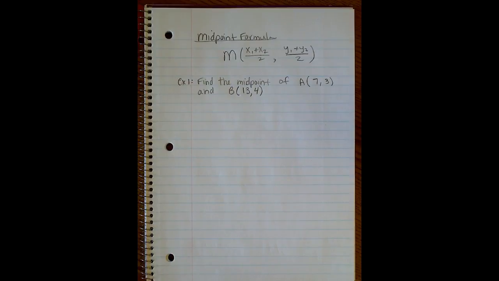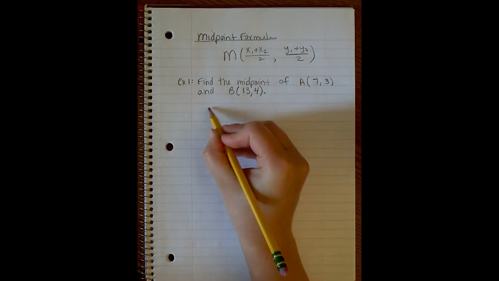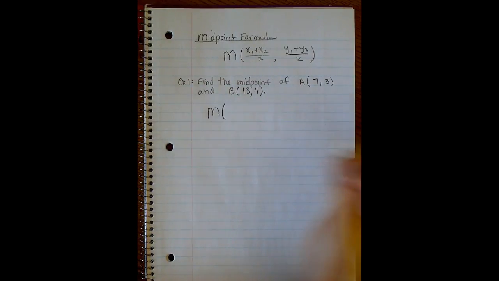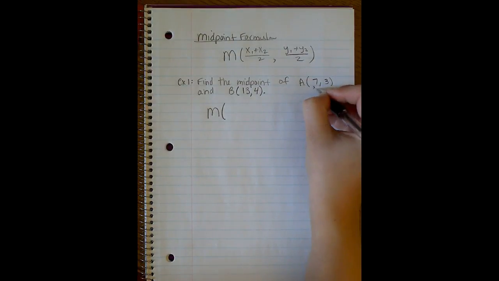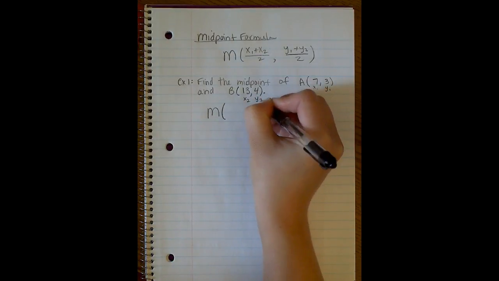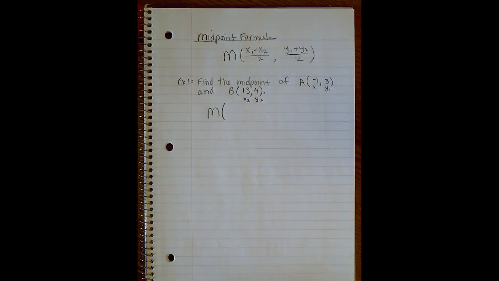Here's an example that we can try by using the midpoint formula instead of graphing. Find the midpoint of A and B. If A is at 7, comma 3 and B is at 13, comma 4. So I'm going to go right to my midpoint formula. Just like we did on the distance formula, if you want to label x1, y1, x2, y2, that may be helpful.